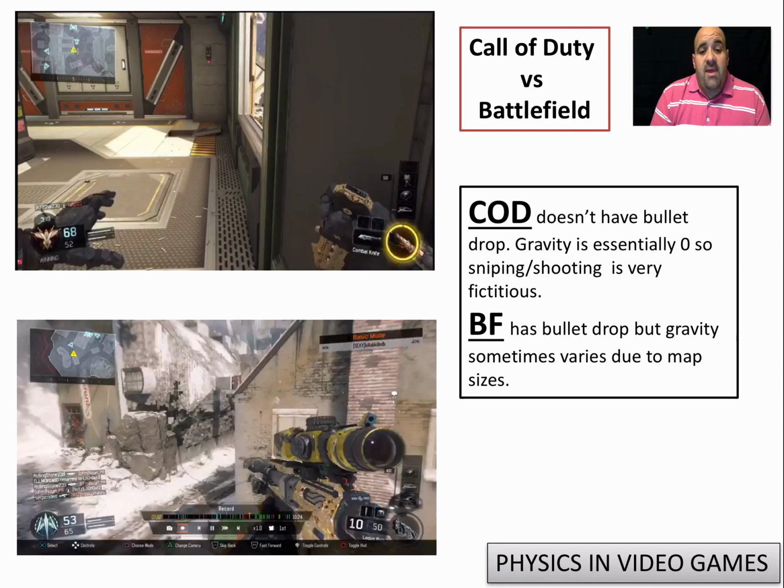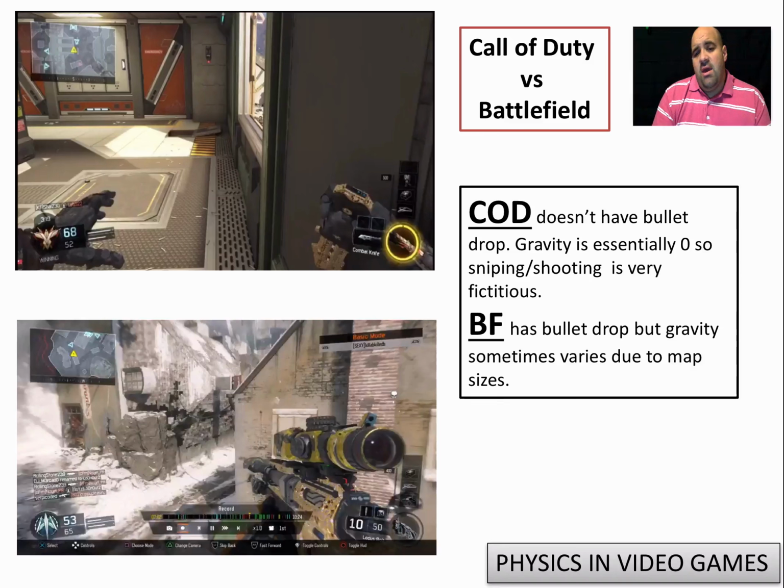Whereas if you played Battlefield, you know that when you're trying to hit a target that is far away from you, you actually have to aim slightly above the target, because the game has more accurate shooting mechanics, and it assumes that your bullets are going to drop over time. So Battlefield gives you a more realistic shooting experience compared to Call of Duty.